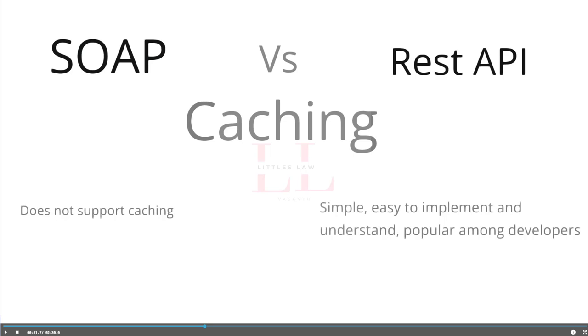And when it comes to ease of implementation, REST APIs take the upper hand because REST is easier to implement and understand, as it uses standard HTTP methods and is not bound by strict messaging standards. And finally, caching: SOAP does not support caching, and REST API supports caching through HTTP headers. It has two headers: one is Cache-Control and the other one is Expires.